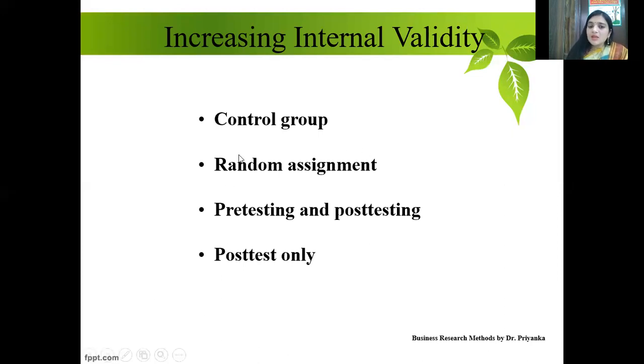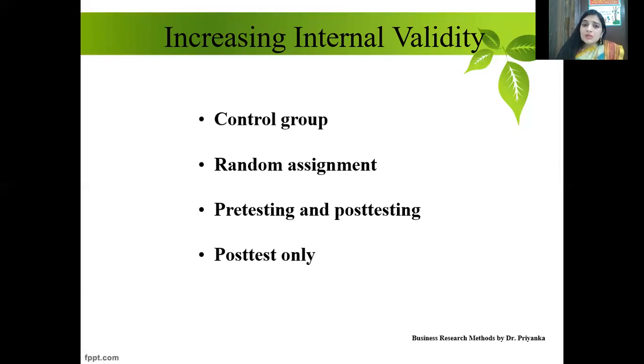Random assignment. Sometimes you have to randomly select people or companies so as to increase internal validity. Sometimes we become judgmental while selecting the group, so you have to stop being judgmental while selecting your subjects. That also increases internal validity up to some extent. Pre-testing and post-testing, yes, due to pre-testing and post-testing also our subjects become more mature, or they become more aware.